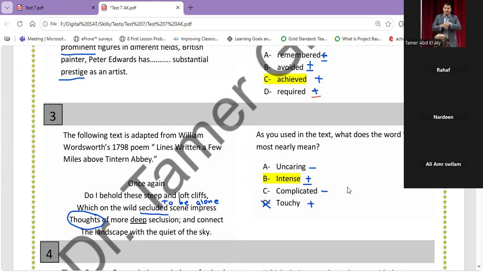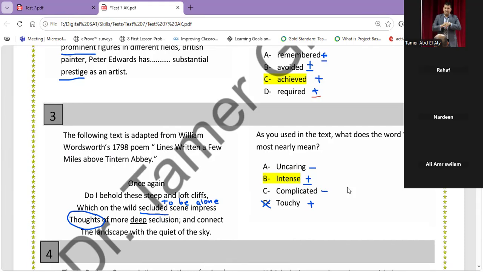The following text is adapted from William Wordsworth's 1798 poem, Lines Written a Few Miles above Tintern Abbey. Once again, do I behold these steep and lofty cliffs? Lofty cliffs means high. Which on the wild, secluded means to be alone. Seen impress thoughts of more deep seclusion. He talks about loneliness.